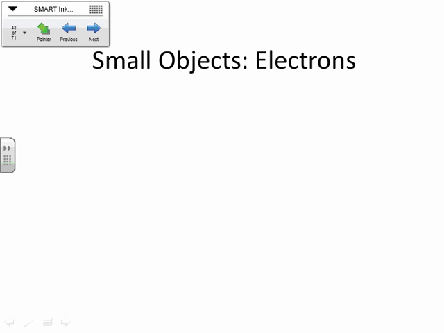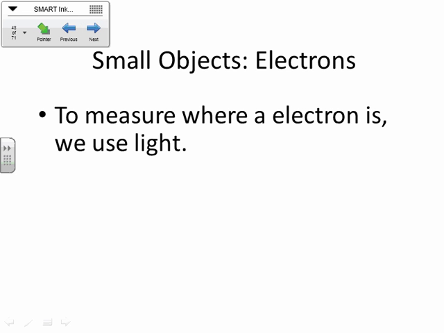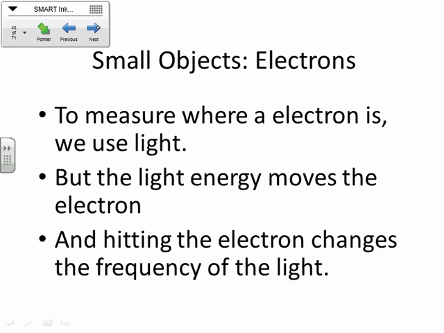Okay, so this is again why. I'm going to go through this fast. To measure where an electron is, we use light, but the light energy moves the electron after hitting the electron, and hitting the electron changes the frequency of the light, okay? So now both of the things, when they've collided with one another, they've both changed. So now we can't really know where the electron is anymore.